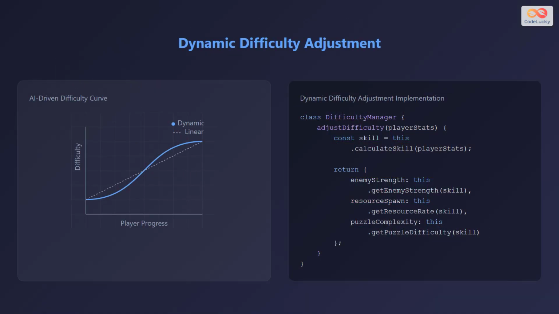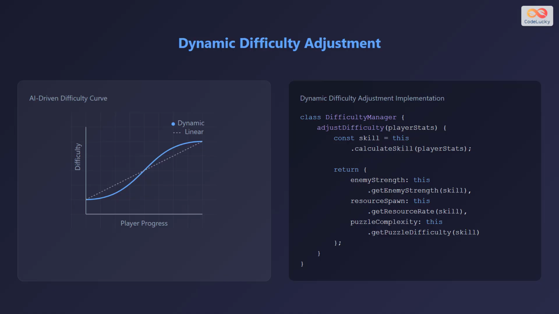AI enables dynamic difficulty adjustment, ensuring that the game remains challenging and engaging for players of varying skill levels. Let's explore the Difficulty Manager implementation, which defines a class with a method to adjust the difficulty based on player stats. The Adjust Difficulty method calculates the player's skill and adjusts various game parameters such as enemy strength, resource spawn rate, and puzzle complexity accordingly.